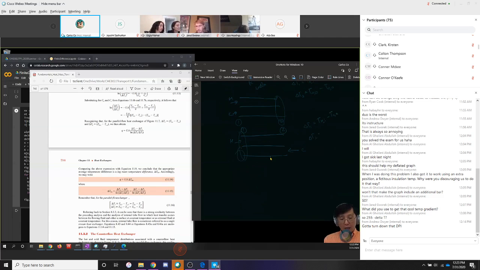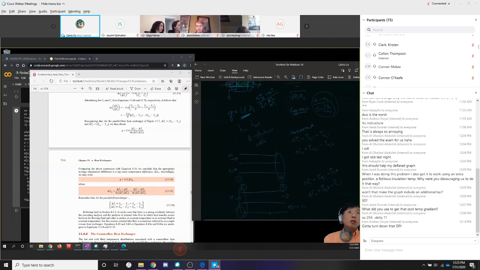And then you'll have delta T2. And this time around, this will be the temperature of the hot stream, well, that's what's going out, so outlet, minus the temperature of the cold stream inlet. And in this case, the equation for calculating the heat transfer stays exactly the same. No difference.